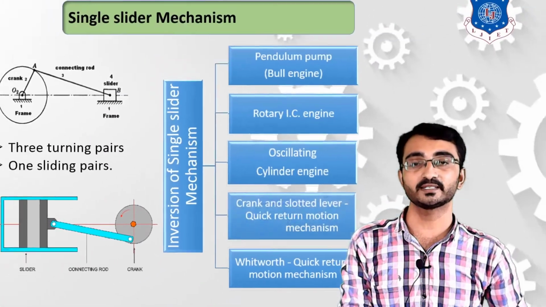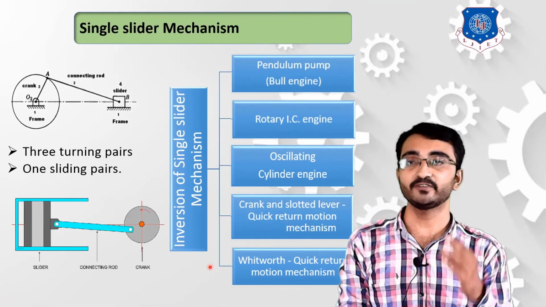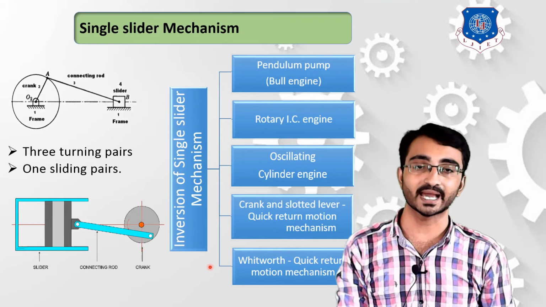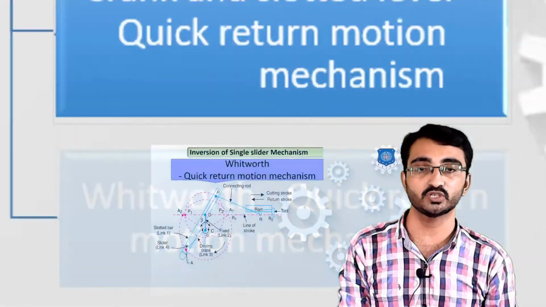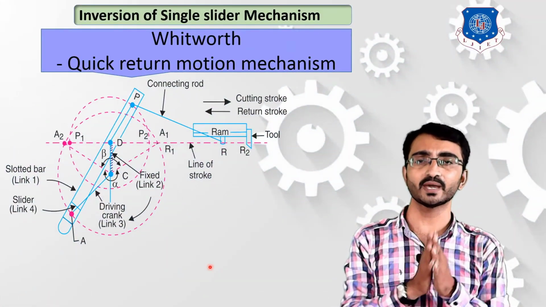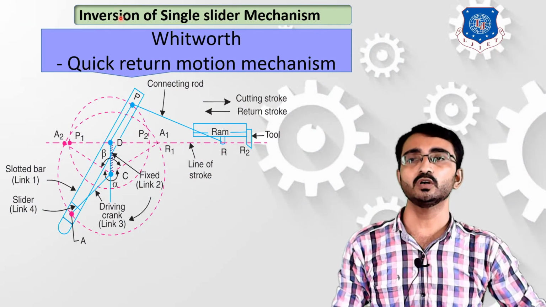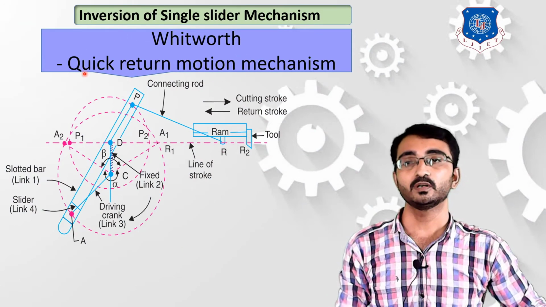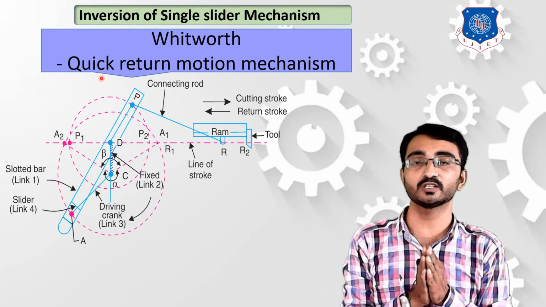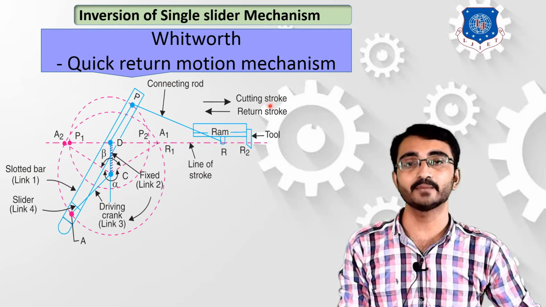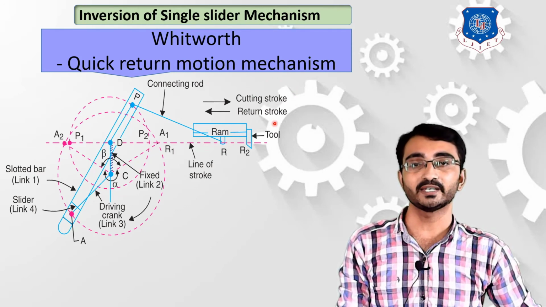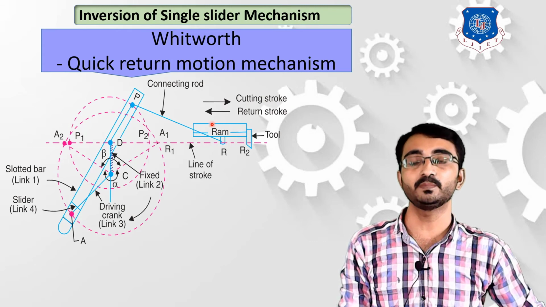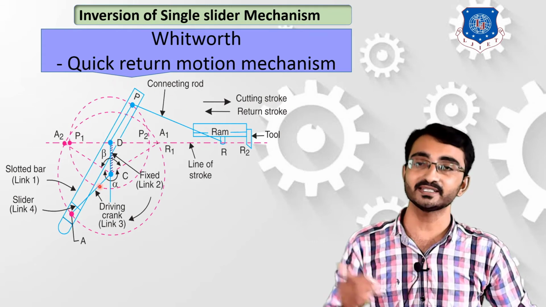Okay, so let's refer to the last and fifth inversion of single slider mechanism, that is the Whitworth quick return motion mechanism. Now as the name indicates, it is also a quick return motion mechanism. In this mechanism we will also achieve that your cutting time will be higher than your return time, and your return will be faster. That's why it is quick return. Now how is it happening over here?